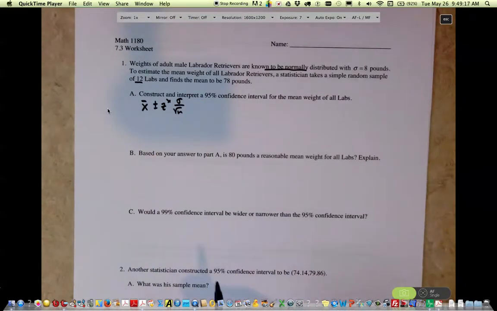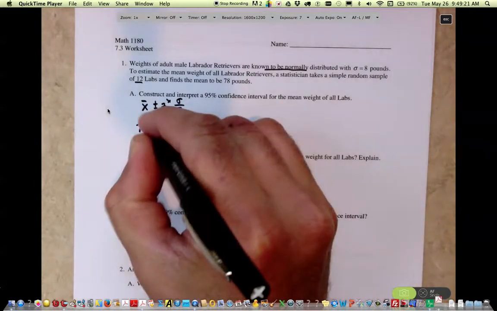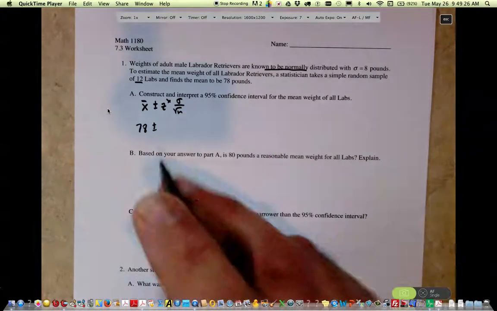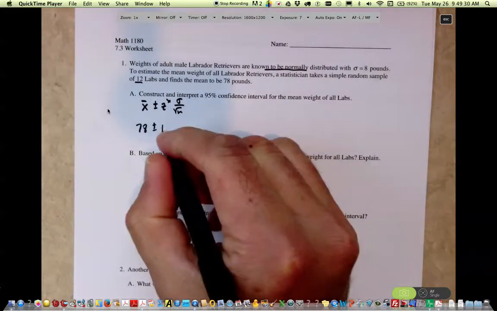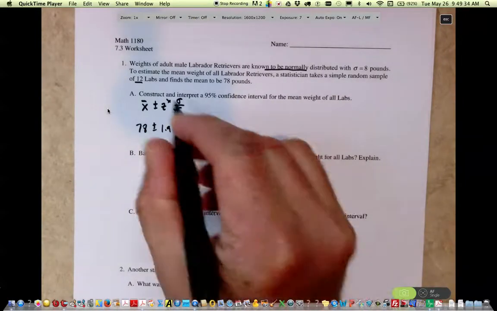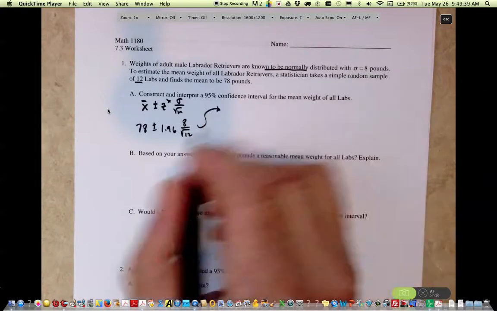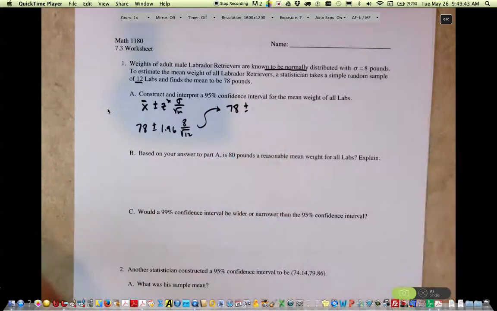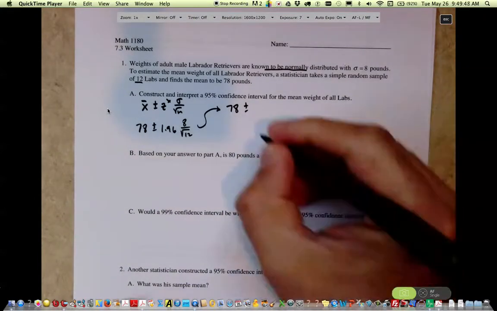So all we have to do is plug in our values, and our x bar was 78. Our z star for 95% confidence was 1.96. Sigma was given as 8, and the sample size was 12. All right, and so we end up with this confidence interval being 78 plus or minus. And when we do the arithmetic on this, we're going to get the margin of error to be about 4.52.